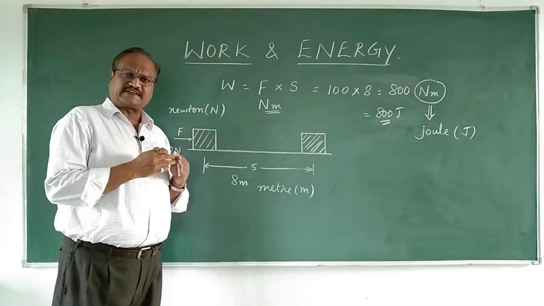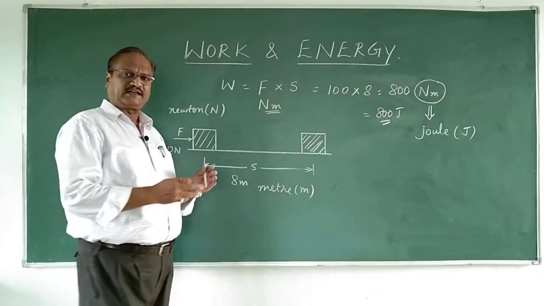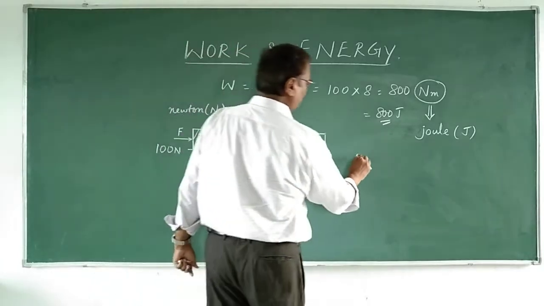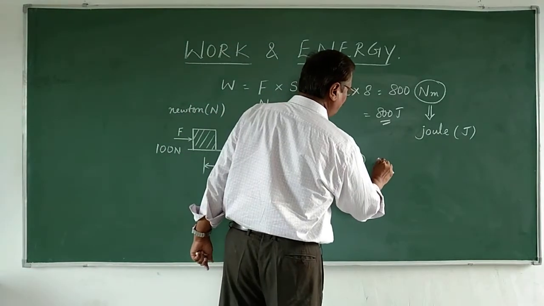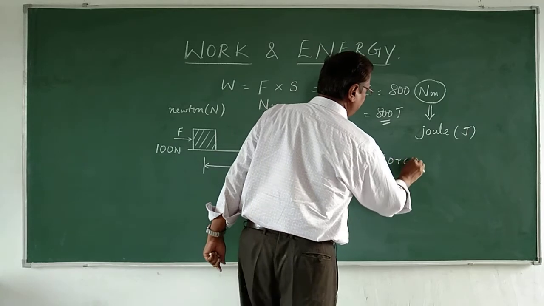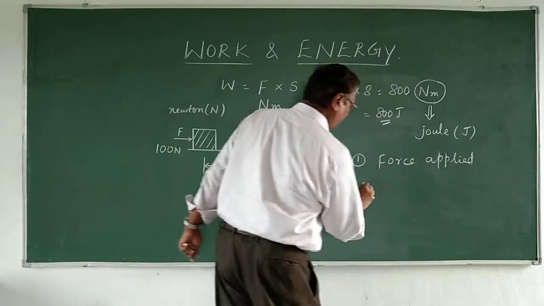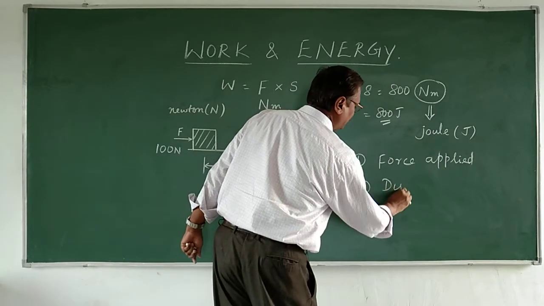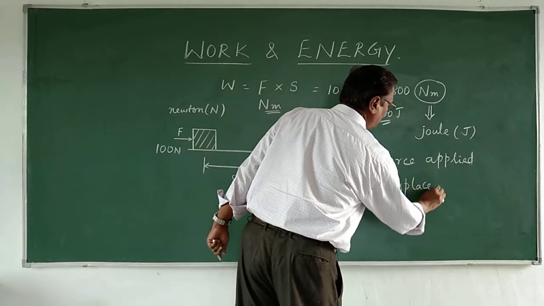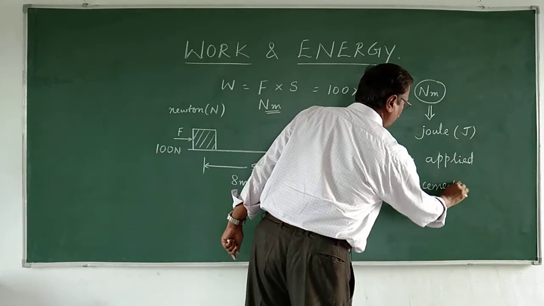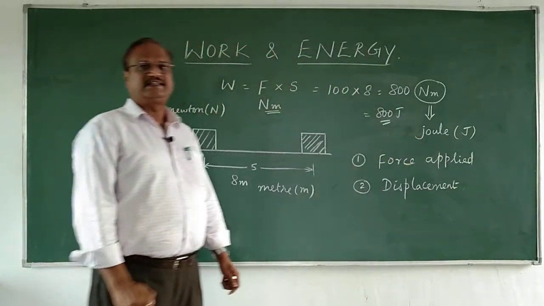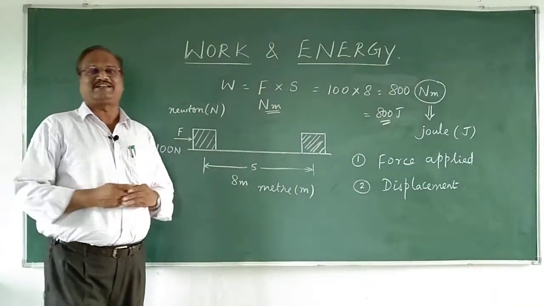So in physics, when you say work is done, two conditions have to be fulfilled. One, you have to apply a force, and point number two, there should be a displacement of the body. If these two things do not take place, then work is not done.